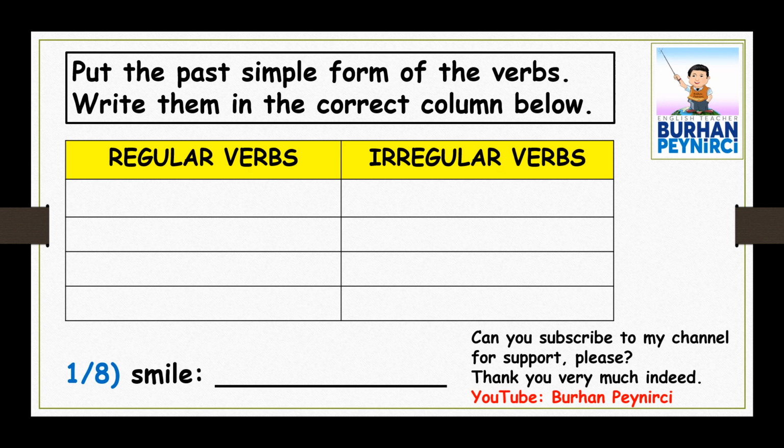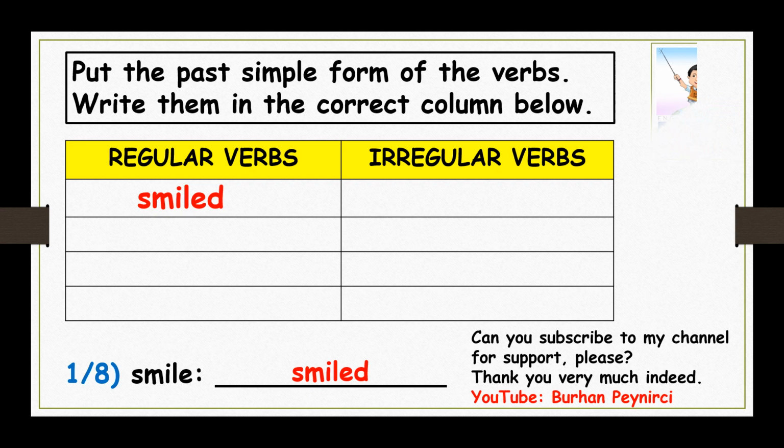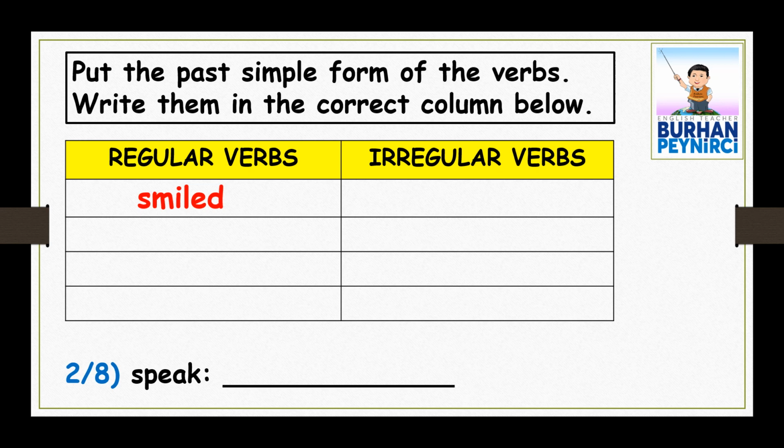Put the past simple form of the verbs. Write them in the correct column below. Question number 1. Smiled. Question number 2. Spoke. Question number 3. Ate.